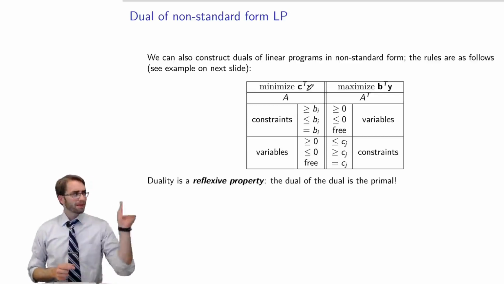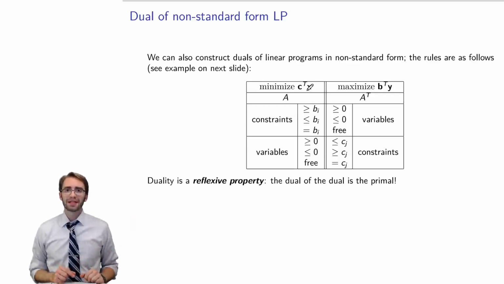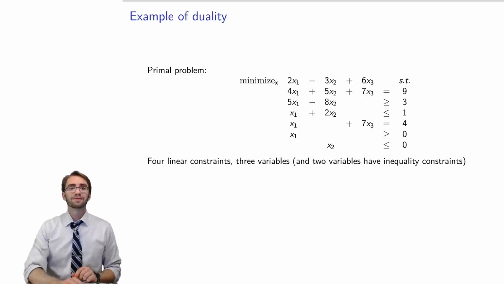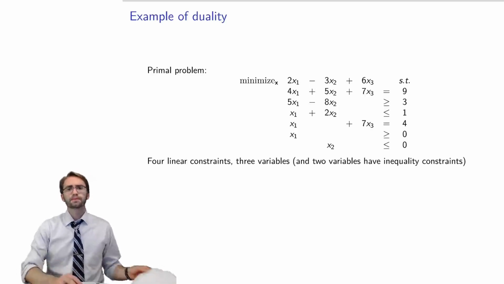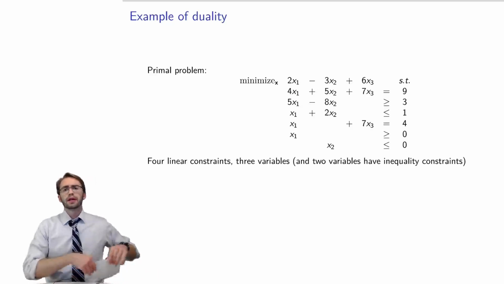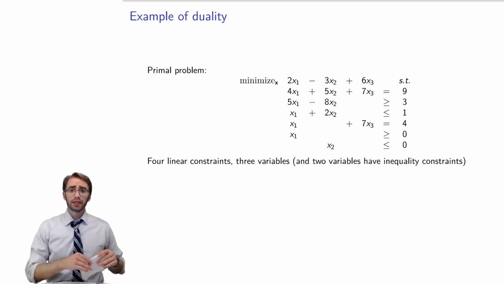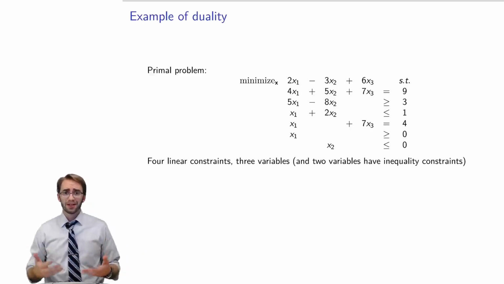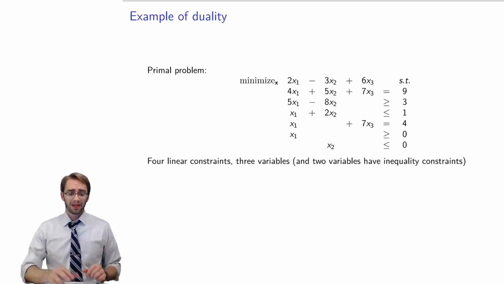A lot of people get confused by this table when they first see it. So I'm going to work through an example now where you can see how we would apply this table and how this works. So we've got here a primal problem that looks like the one you see here. So let's copy this down. So notice that it has 4 linear constraints and 3 variables. So the dual problem is going to have 3 constraints and 4 variables.